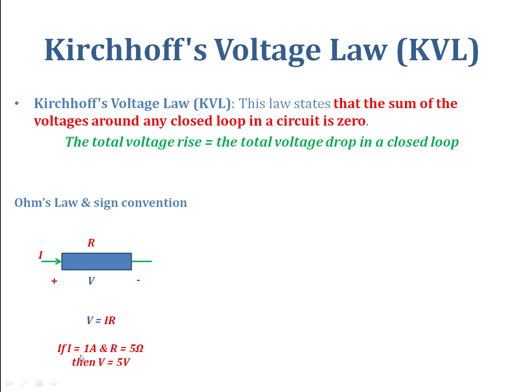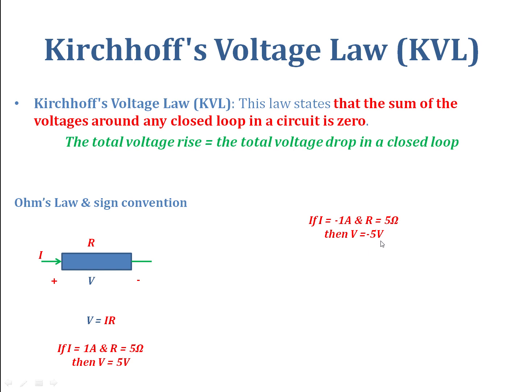If a certain amount of current is passed through a resistor, let us suppose that a current of 1 ampere is passed through a resistance of 5 ohm, then the voltage set up across the resistor will be 5 volts. Just in case we pass a current of minus 1 ampere through the same resistor, then the voltage set up across the resistor will be minus 5 volts.